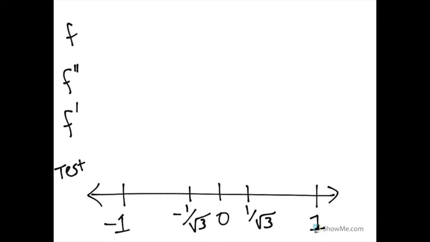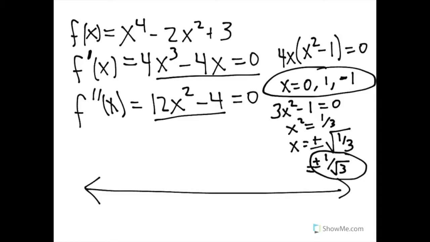And so remember that some of these values on the bottom came from places where f prime was equal to 0, and some of those values came from where f double prime was equal to 0. So we know what some of these values look like, but not the whole table for sure. So 0, 1, and negative 1, those came from setting f prime equal to 0.